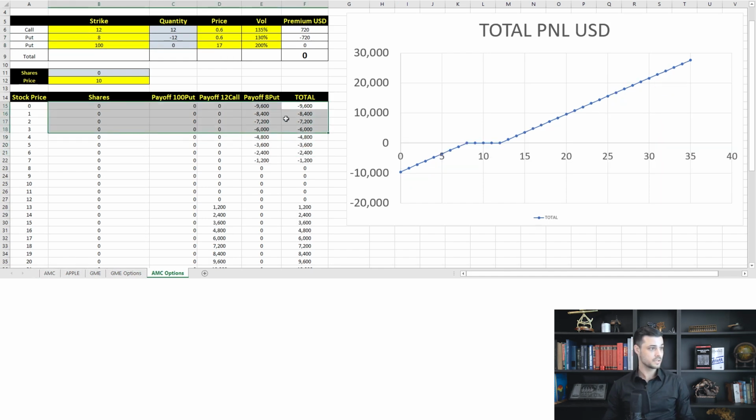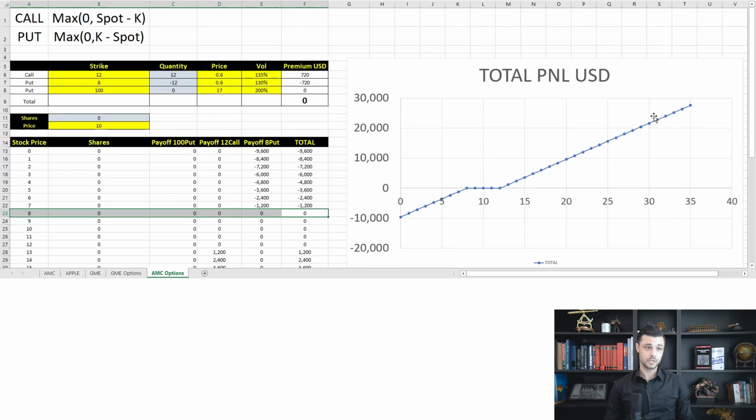And here you can see that the maximum loss you can have is a bit lower. We are only at 9,600. We used to be at 10,000. So we're actually losing less money if we go to 0. We don't lose any money if we go above 8. And we are making the same money on the upside.